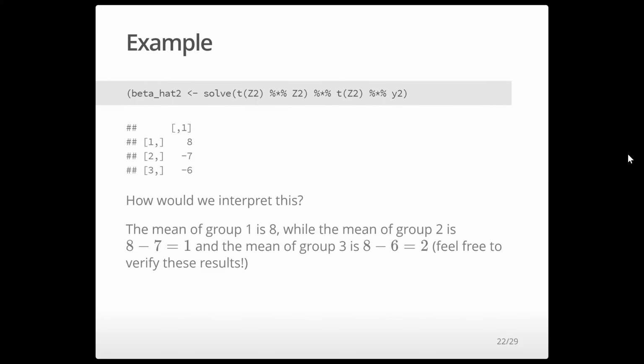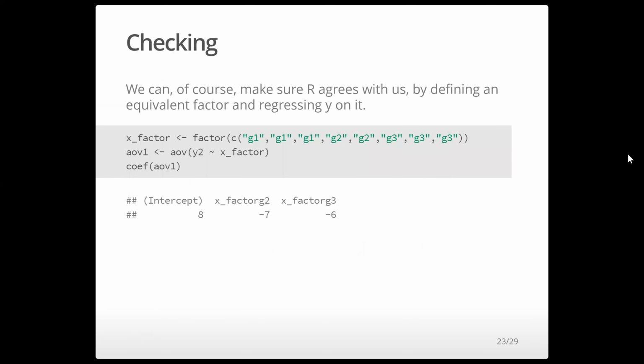So what this is telling us is that the mean of group 1, which is the reference group, is 8. That's the intercept. The mean of group 2 is then the intercept minus the second coefficient. So 8 minus 7 is 1. And the mean of group 3 is 8 minus 6 equals 2. And you can feel free to verify these results. And of course, we can check that the actual AOV function gives us the same results. And indeed, here it does. The intercept is 8. And we get a -7 and a -6 for our 2 group coefficients.